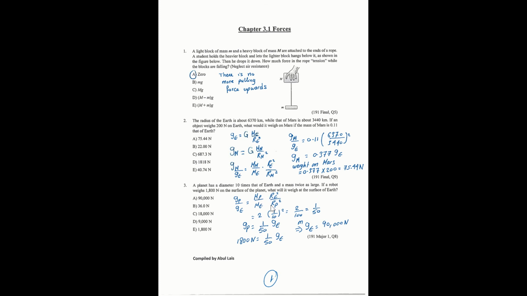So the mass of the planet is 2 times larger than the mass of the Earth. So now it's 2 times. So it's 2 divided by 100, which is 1 over 50. So it means that the gravity on the planet equals 1 over 50 the gravity on Earth. So if the robot weighs 1800 on the planet, what should it weigh on Earth? In this case, of course, the weight equals 50 times this number, so it should weigh 90,000 newtons on Earth.